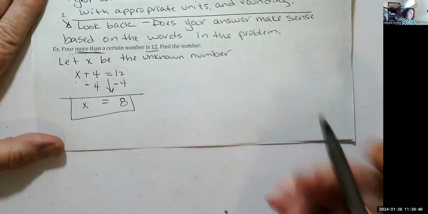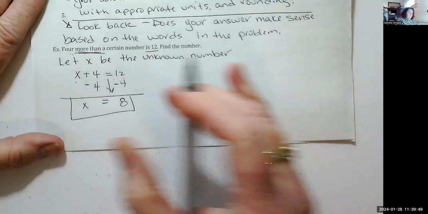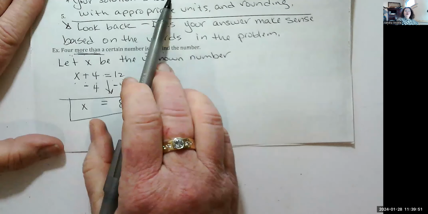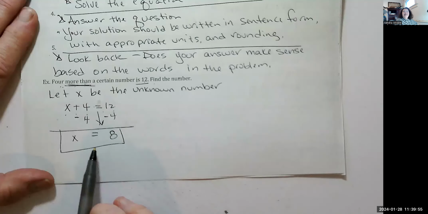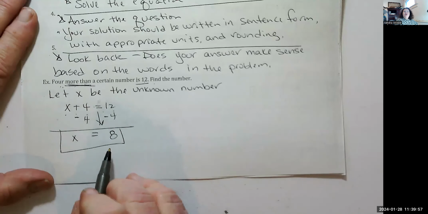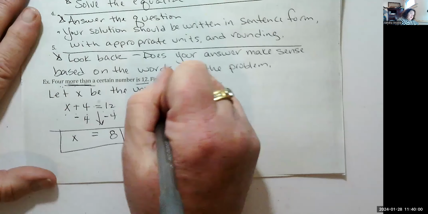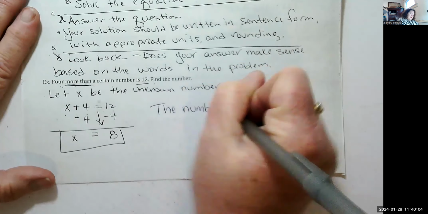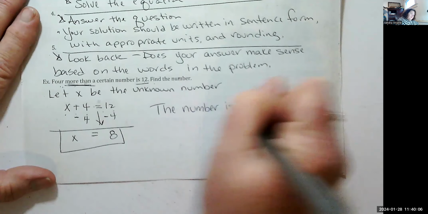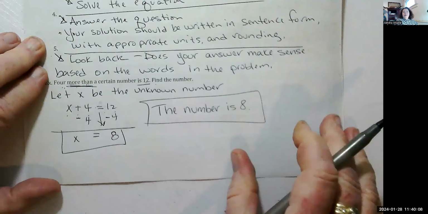All right, so that is not what we're doing, because we have to answer the question, and your solution should be written in sentence form. Mine is not. And I have no units. There's no units for this one, but to write it in sentence form, I'm going to write the number is 8. That is the correct way to do it, right?